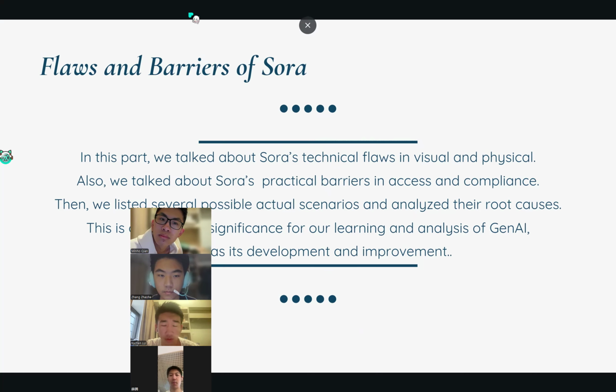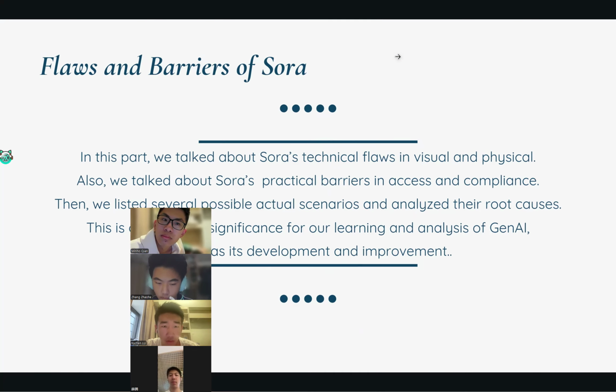Flaws and barriers of Sora. In this part, we talked about Sora's technical flaws in visual and physical aspects. Also, we talked about Sora's practical barriers in access and compliance. Then we listed several possible actual scenarios and analyzed the root causes. This is of profound significance for our learning and analysis of GenAI, as well as its development and improvement.